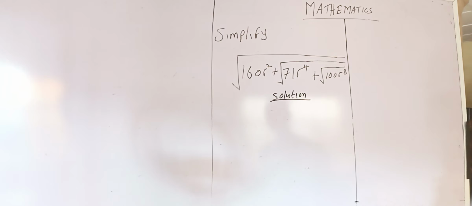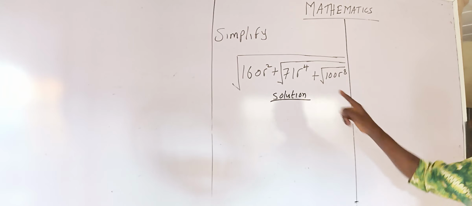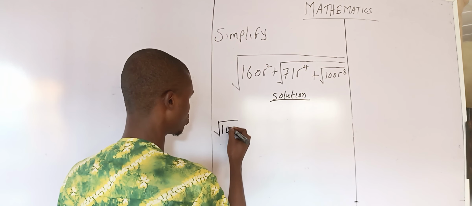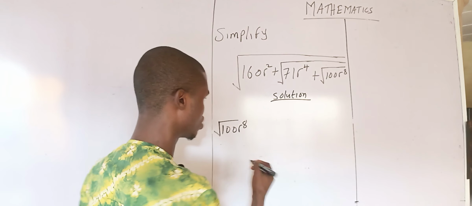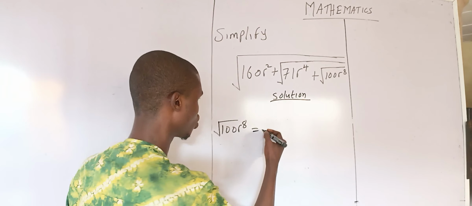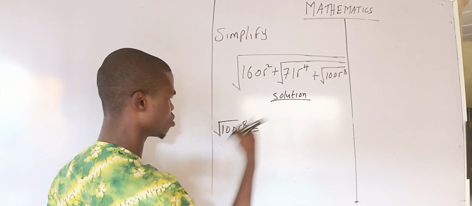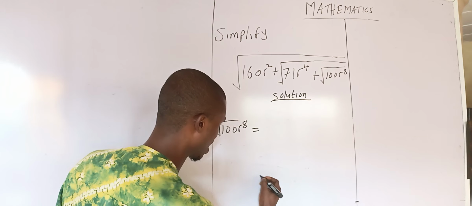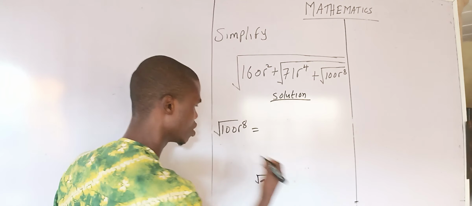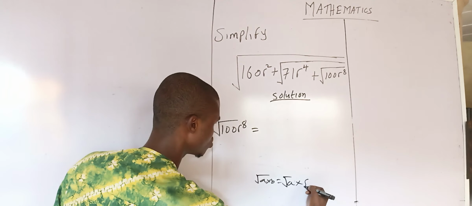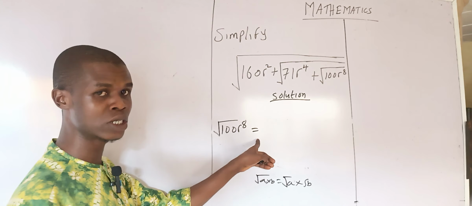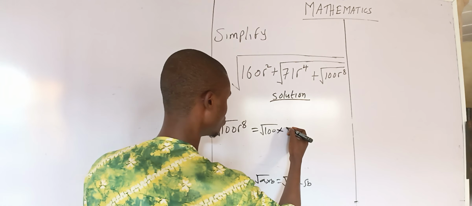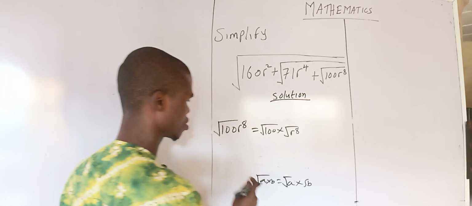First and foremost, we start dealing with the innermost. And where is the innermost? It is the square root of 100 r to the power of 8. So let's break this down. From surds, we know the square root of a times b gives the square root of a times the square root of b. So we apply the same knowledge to this. Then we can have root 100 times root r to the power of 8.